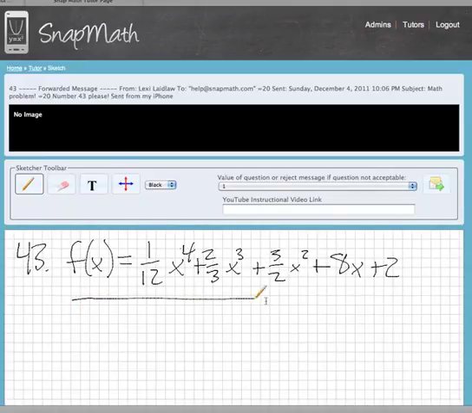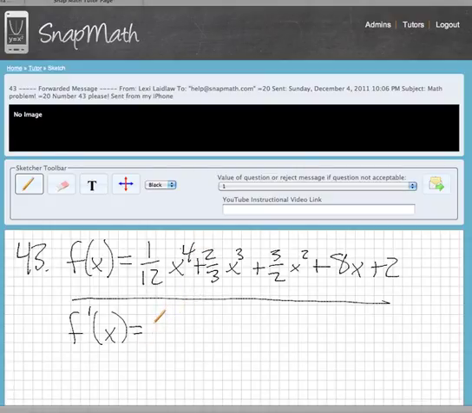So we have this function f right here, and they're asking where the values are less than 0 for the second derivative. So we're going to find the second derivative. The first thing to do is take the first derivative.